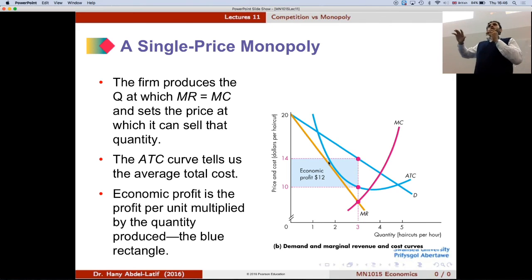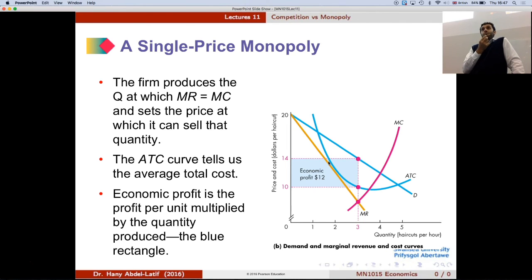Because with perfect competition, we said if firms make economic profits, this will attract more firms to enter the market until the economic profit disappears in the long run. So my question to you now: is this going to be the case? This monopolist is making economic profits. Is this going to be the case in the long run, or will more firms enter the market until these economic profits disappear?